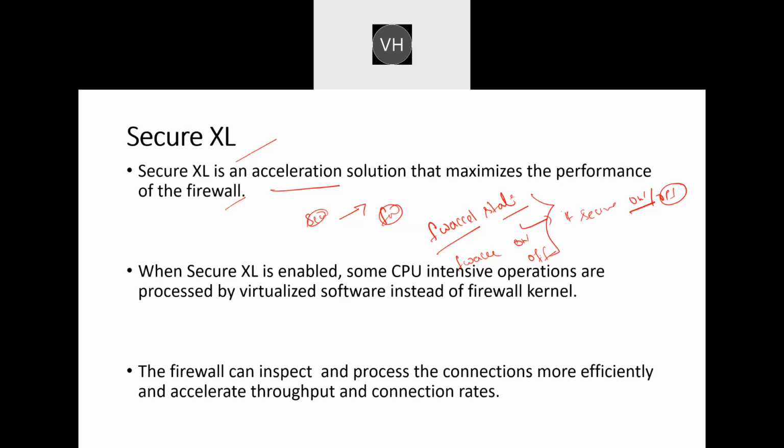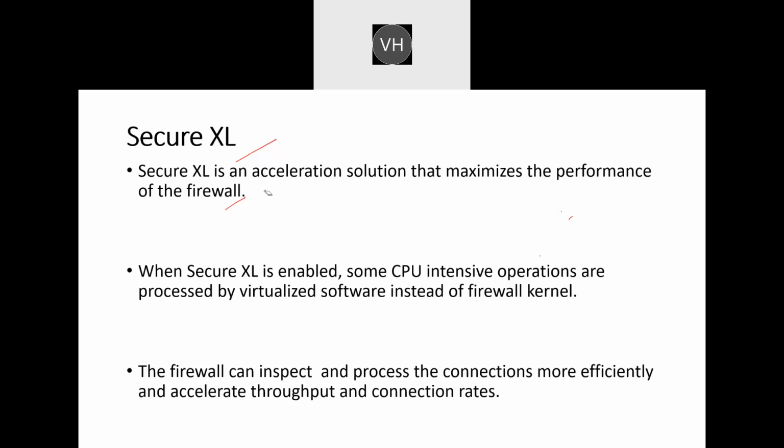So how does it enhance the performance? Let's see that. You now know how to enable SecureXL. Yeah, Harsha. If you want to enable it, give fw accel on. If you want to turn off or disable SecureXL, fw accel off. This is how we turn SecureXL on and off, and check whether it is running or not.